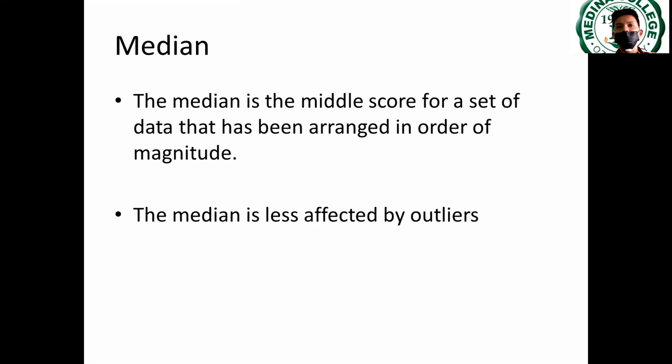When you are solving for the median, you need to arrange your data in order of magnitude. The most important property of the median that you need to remember is this: the median is less affected by outliers. Only the median and the mode are less affected by outliers. You will know the reasons later on.